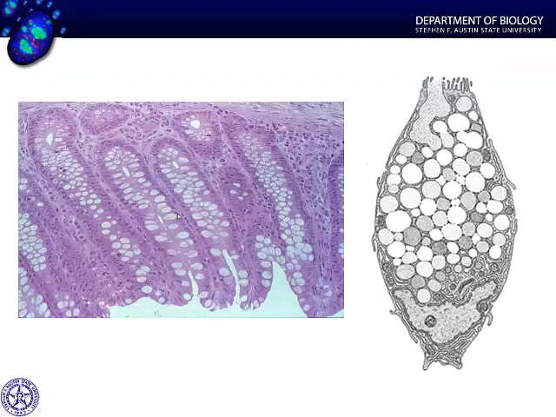Here we have some examples of sections through colon in which most of what you're seeing, the epithelium-wise, are going to be goblet cells. And in this diagram we can see we have a basal nucleus and these large mucigen granules, and you can see they're secreted at this apical surface. That is a diagram of cross-section of a goblet cell, a unicellular gland.